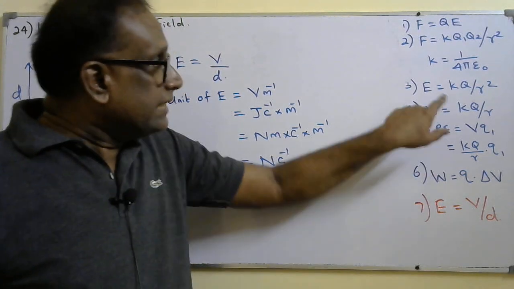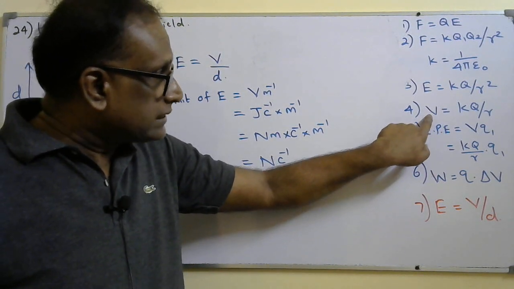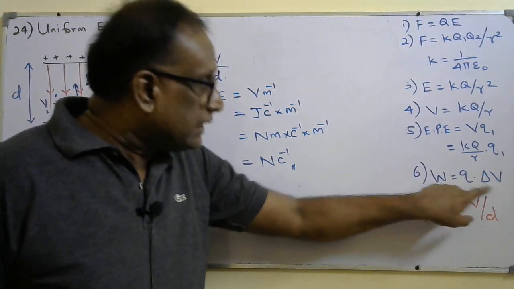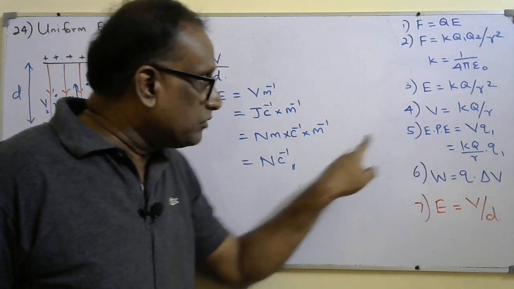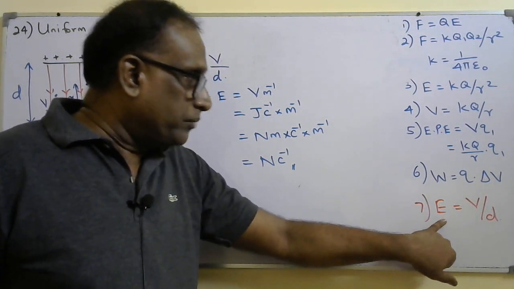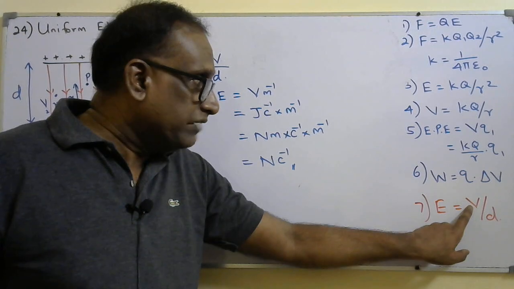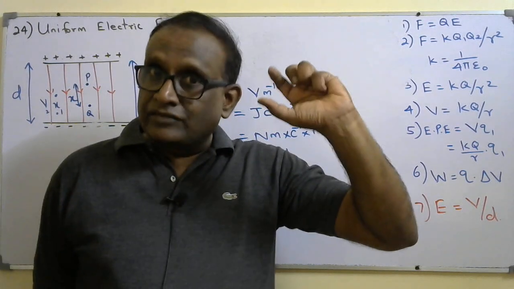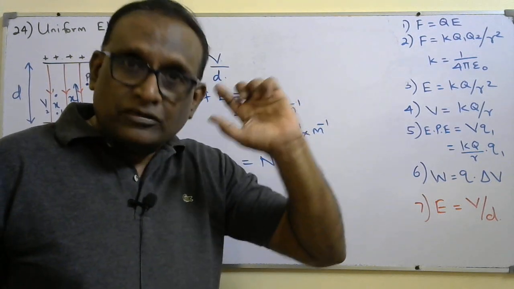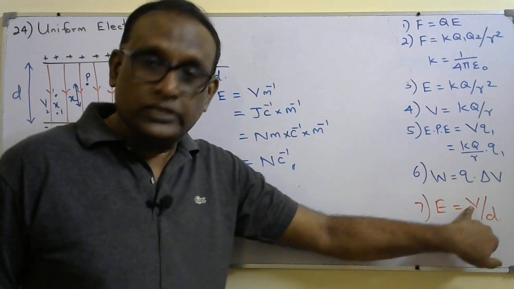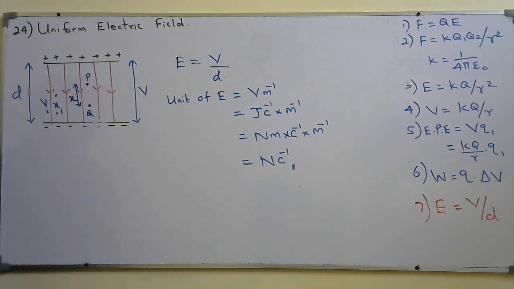Be careful again. In these equations, V is the potential. This is also potential, but here delta V is the potential difference between two points in a radial field when we consider the work done. But in a uniform electric field, V is the potential difference between two points and D is the distance between the two relevant points. The potential difference between the two points that are at distance D apart is V. Okay, so that's the equation for a uniform electric field.